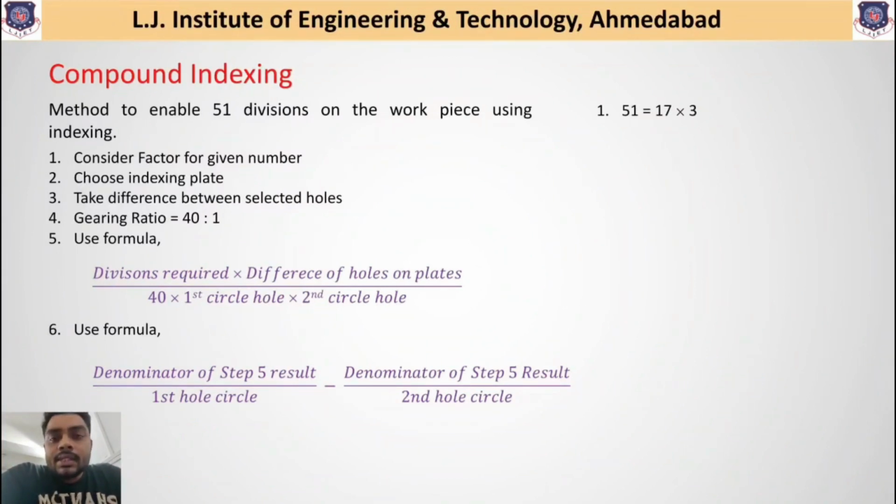Now the second step is to select the indexing plate. So from these two numbers, which are the numbers of holes that are available on the indexing plate?